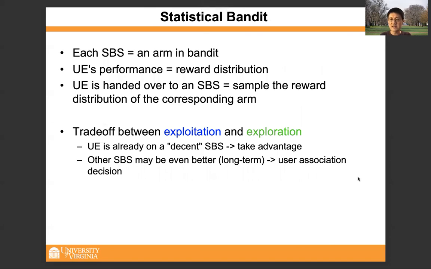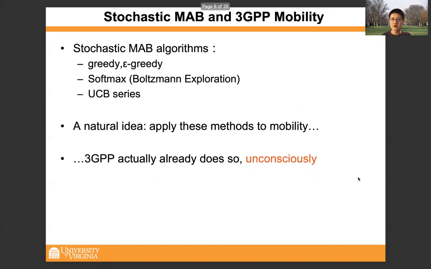So we can view every base station as an arm, and the UE's performance is going to be the reward distribution. If we hand over a UE to another base station, it basically means that we're going to sample the reward distribution of that corresponding arm. So we are choosing a different arm to pull and get a reward from its hidden distribution. Okay, so now comes our main result.